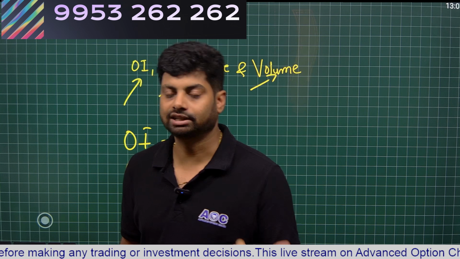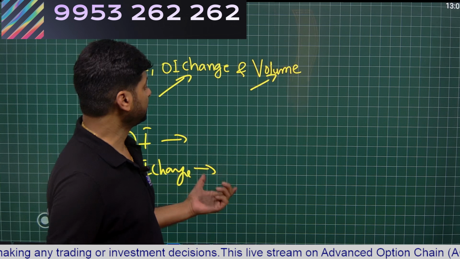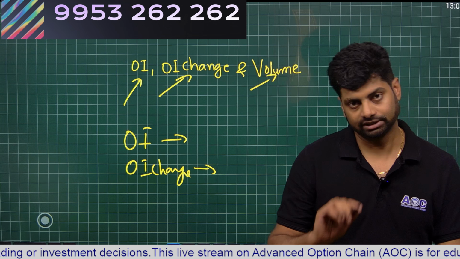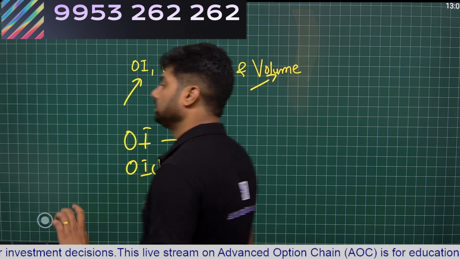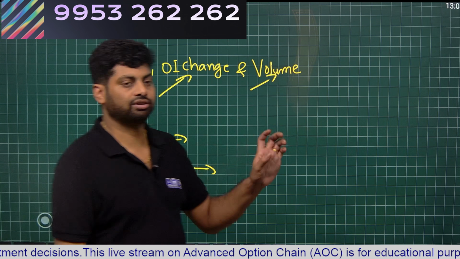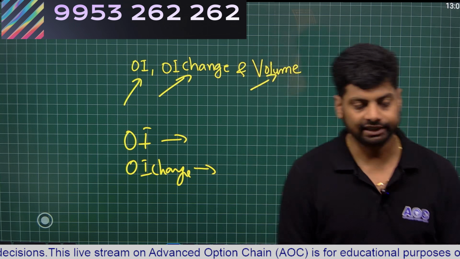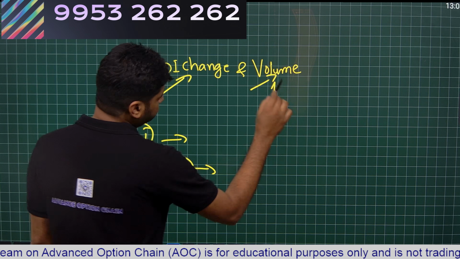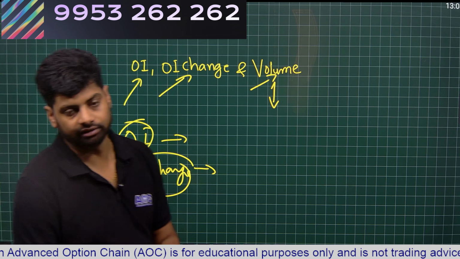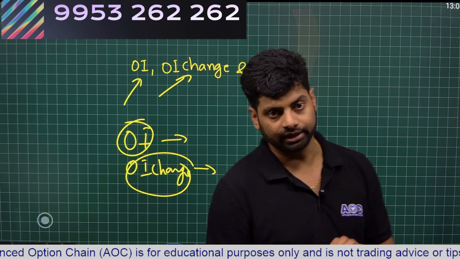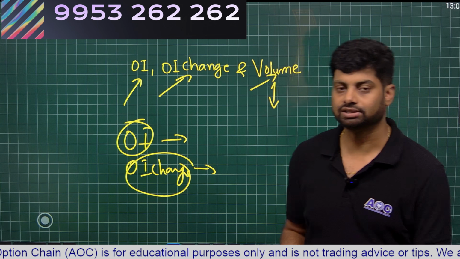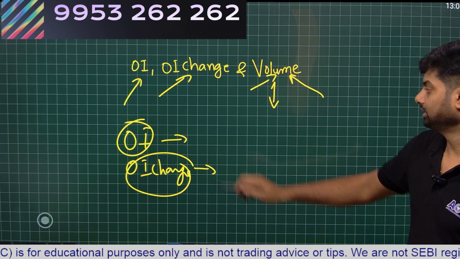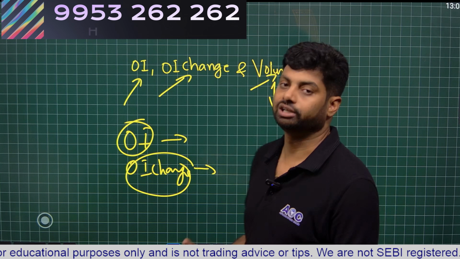Suppose today the market starts at 9:15. The total sum of OI in that day will be counted as OI change, and the total sum starting from the expiry till now will be counted as OI. Similarly, volume is the total sum of transactions in a particular day, in a particular trading session. This is the total number of transactions, while OI is the total number of open contracts.